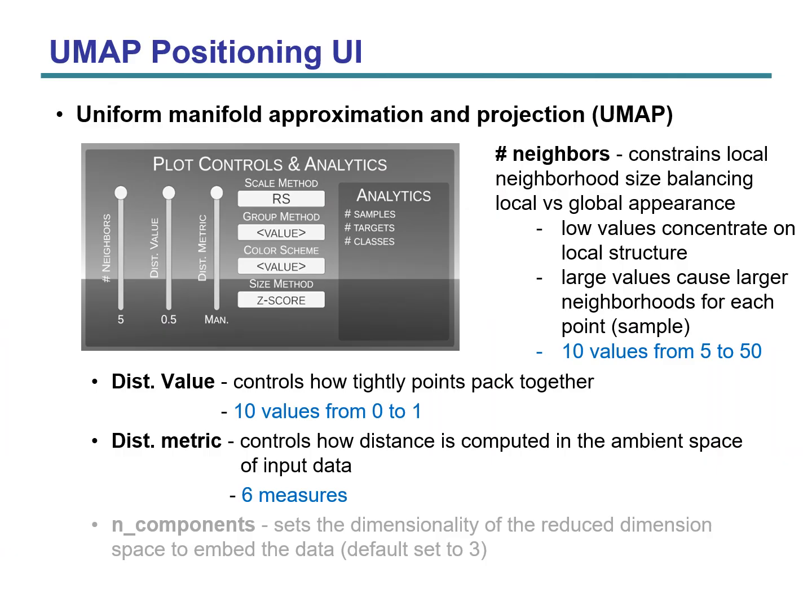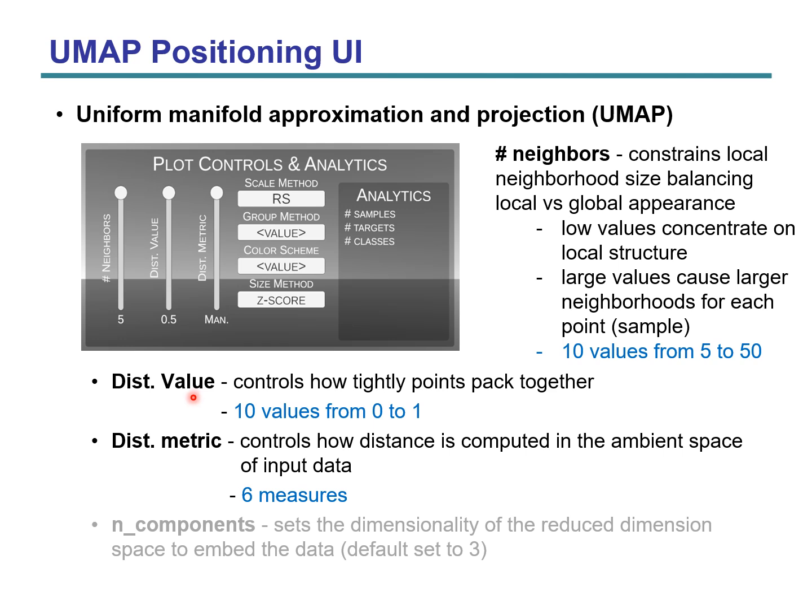The other spatial positioning is UMAP, which stands for uniform manifold approximation and projection. We have 3 slide bars and the same drop-down menus and analytic scoreboard for the classification work, so we're using UMAP for classification as well. The first slide bar is number of neighbors, and that constrains the local neighborhood. We have 10 values automatically set in that slide bar from 5 to 50.